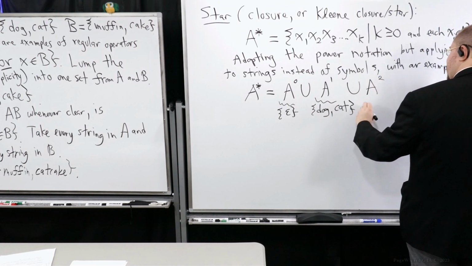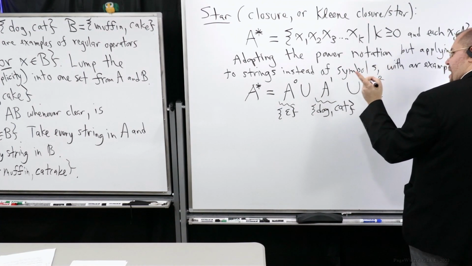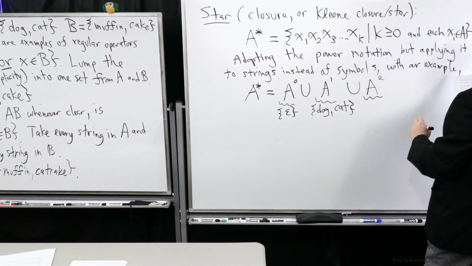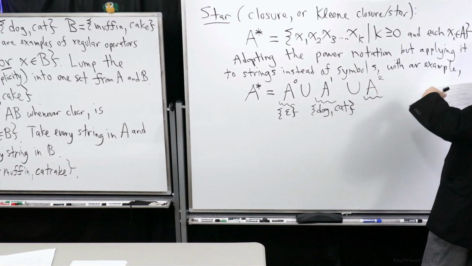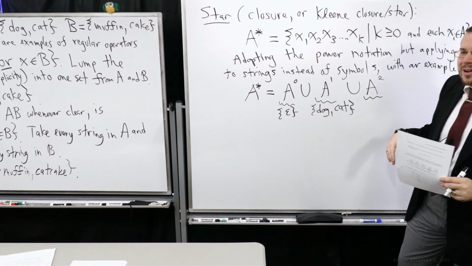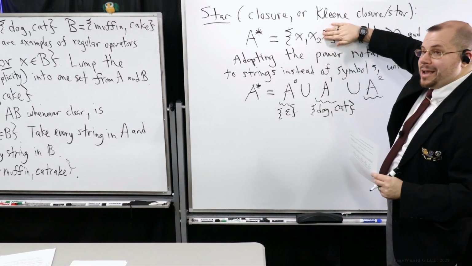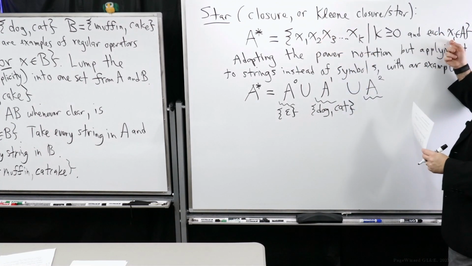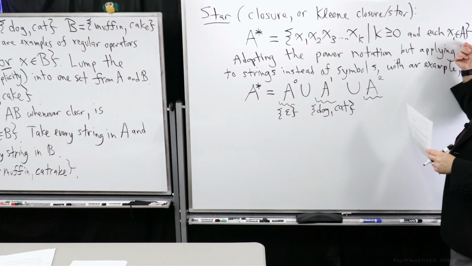So take our A, and we'll raise it to the power of 2. That means I'm going to pick out 2 strings. But notice that what I do to them, I concatenate them. So now this would just be where I have x1, x2, where each one is some string in this language, right?